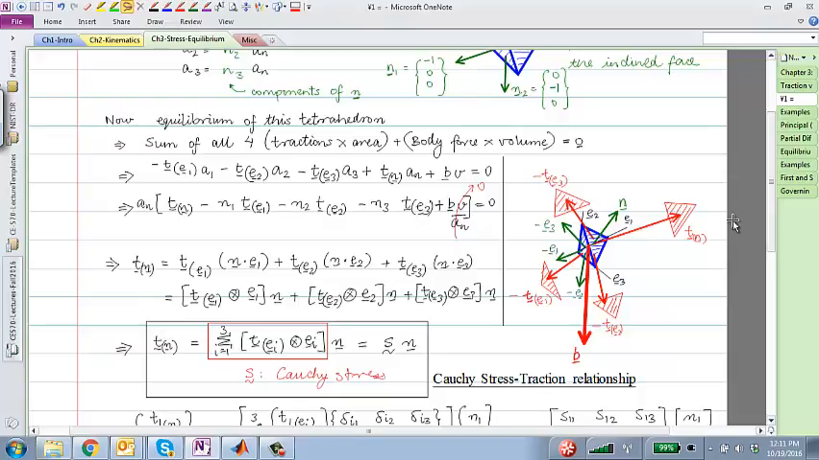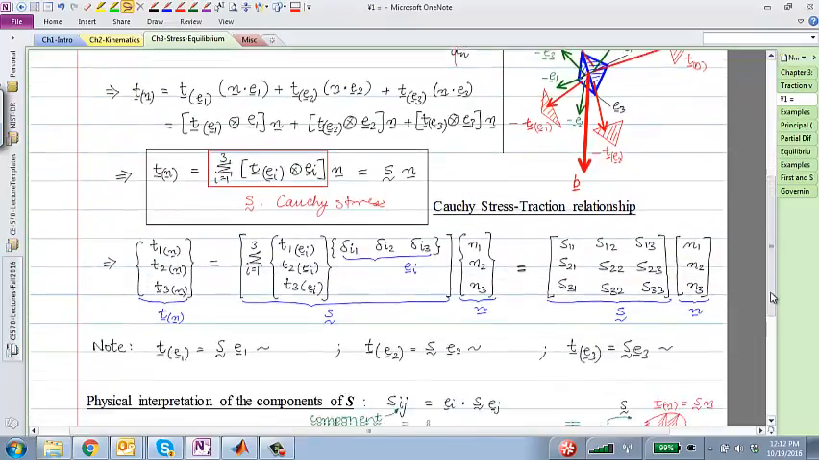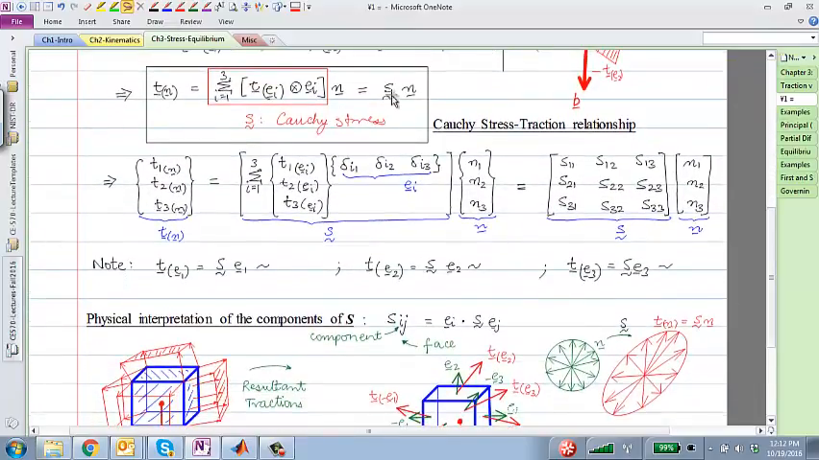Just like the F tensor in our kinematics acted on undeformed normal vectors, undeformed tangent vectors, to give me deformed tangent vectors, for equilibrium the stress tensor acts on a normal vector to give me the traction vector acting on that normal at that point. And this is a very fundamental relationship that you must always remember and understand how it works.